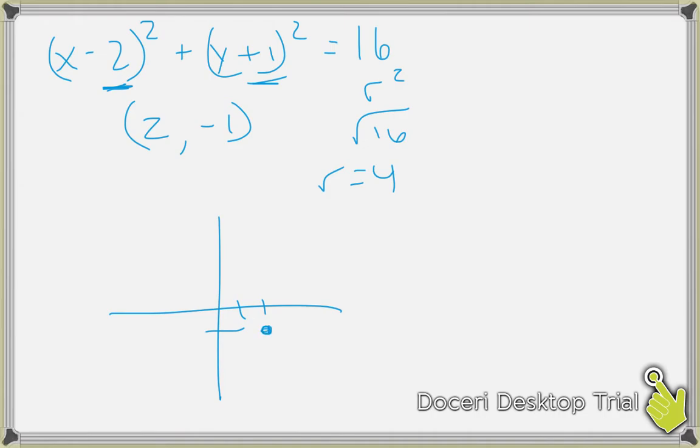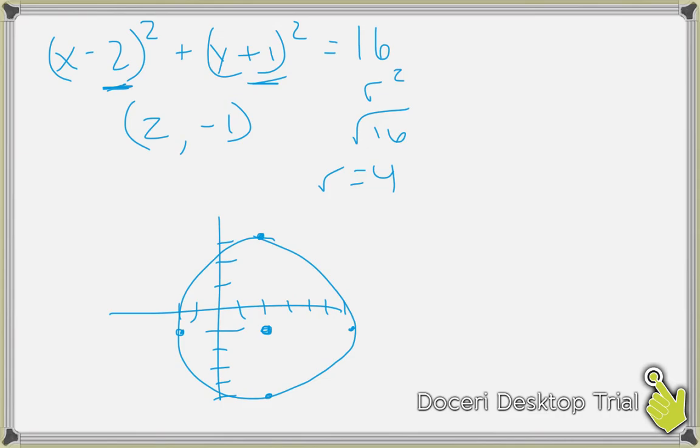If the radius is 4, I want you to go 4 in each direction. So it's down 1, 2, 3, 4. There's a point. Up 1, 2, 3, 4. There's a point. To the left 1, 2, 3, 4. There's a point. To the right 1, 2, 3, 4. There's a point. And then just sketch it out. It's the least accurate graph that we do in algebra and geometry, but that's all you have to do. Plot the center, use your radius, go 4 in every direction, get your 4 points, and then sketch a circle around it. And that's all we have to do to be able to graph it.